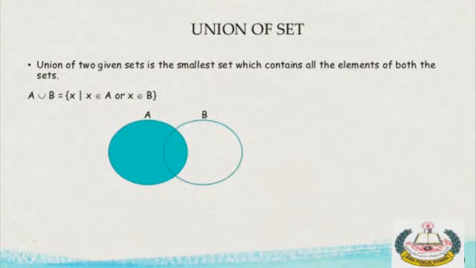Union of sets. Union of two given sets is the smallest set which contains all the elements of both sets. In union, we can merge both A and B sets. A union B is {x such that x is a member of A or a member of B}.